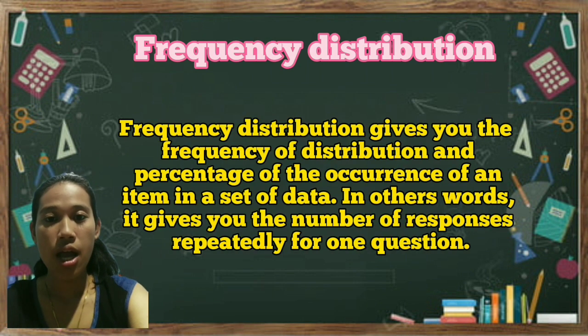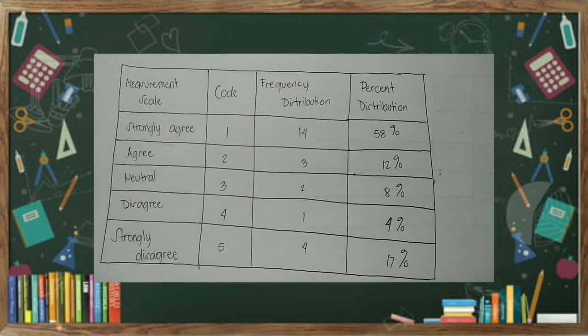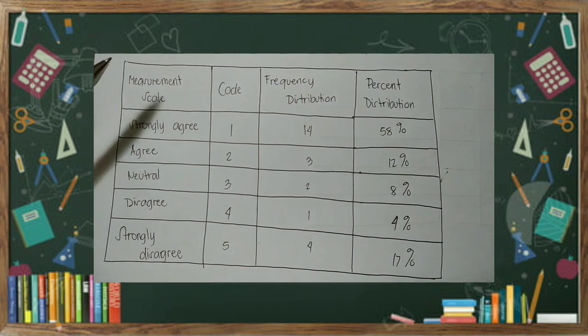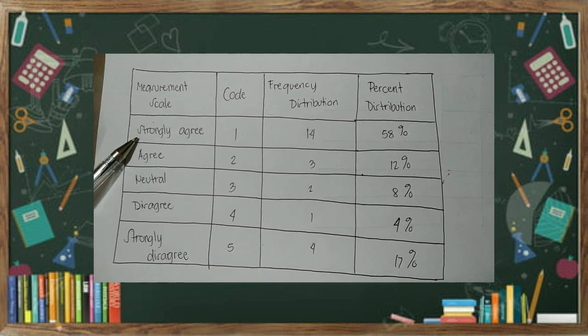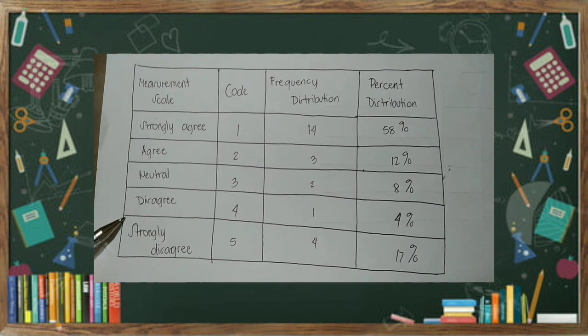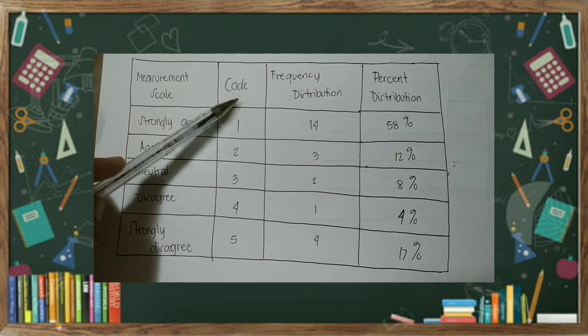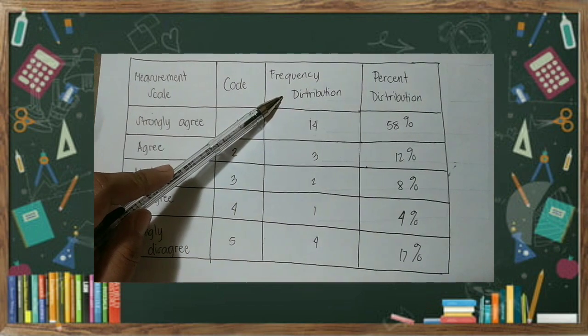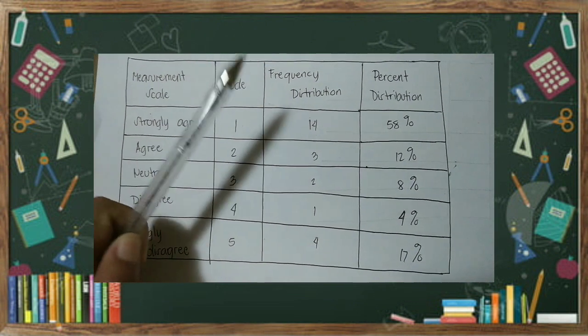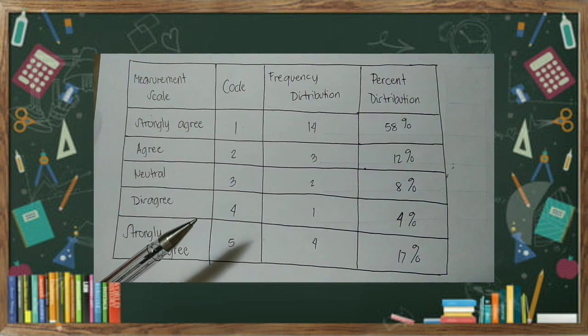Frequency distribution gives the frequency of distribution and percentage of the occurrence of an item in a set of data. In other words, it gives you the number of responses repeatedly for one question. Example. You can see you have the first column, the measurement scale. You can see strongly agree, neutral, disagree, strongly disagree, and the codes 1, 2, 3, 4, 5. Here you put the frequency distribution of the 24 sample size, or the total respondents.